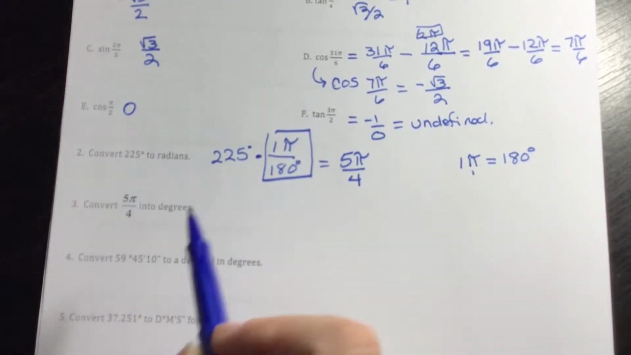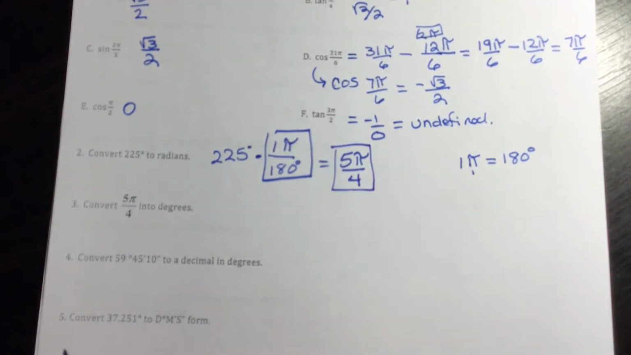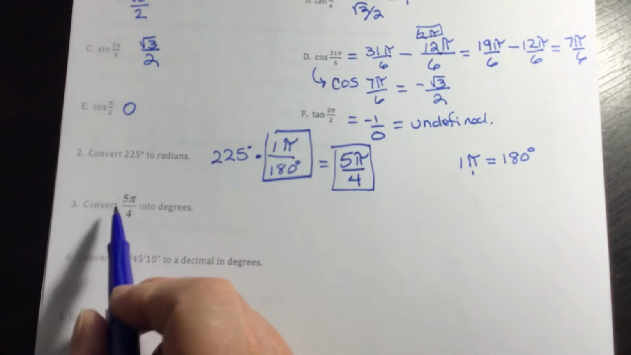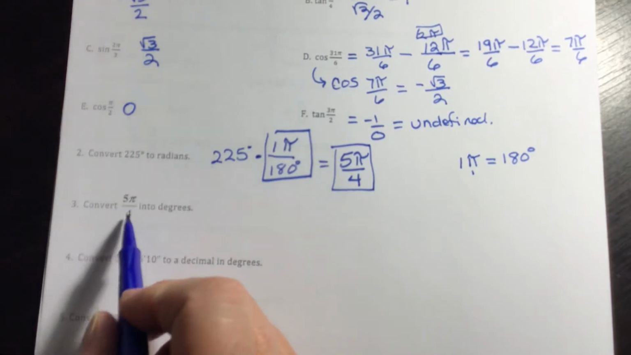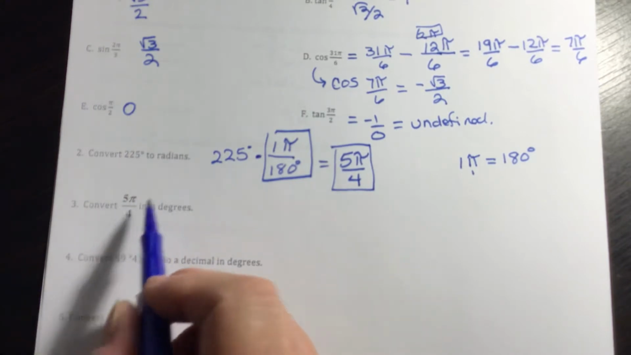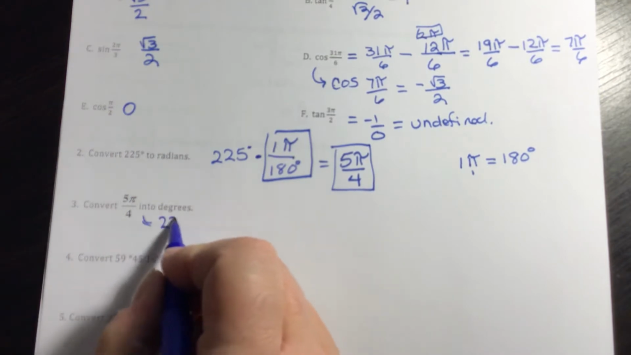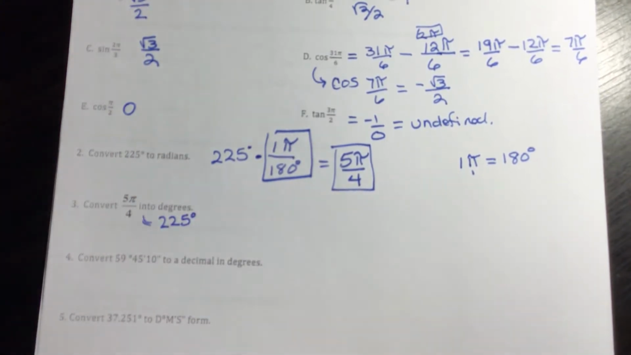Divided by 5 and just reduce your fraction. Anyways, you'll end up with 5 pi over 4. Now it says to take 5 pi over 4 and change it to degrees. Well, that was the same angle, so I know that this is going to be 225 degrees.